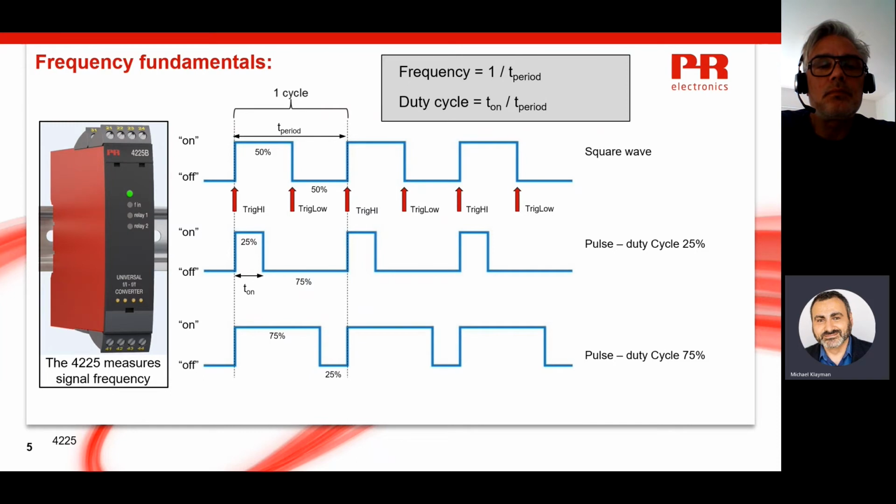So you can say that this frequency has a 50% duty cycle. The middle signal is a pulse that is on 25% of the time, so you can say it has a 25% duty cycle. The bottom signal is on 75% of the time, so you can say that it has a 75% duty cycle.